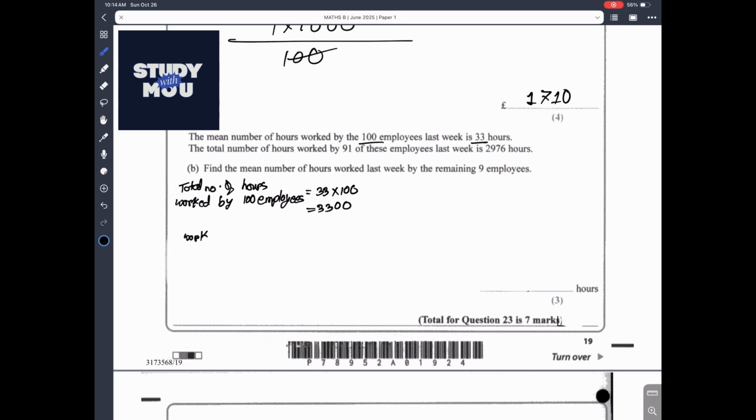Now hours worked by 91 employees is equal to, this is given, 2,976. Now for 9 workers worked for, we know 100 employees worked for 3,300 hours, and then we also know that 91 employees worked for 2,976 hours. So we just deduct them, we find out the difference, which is 324.